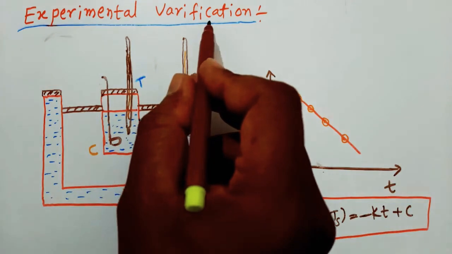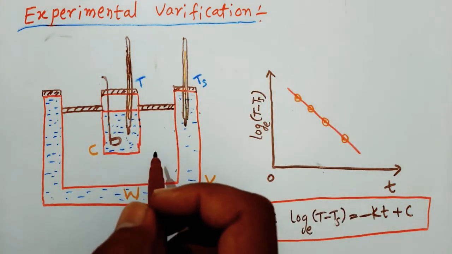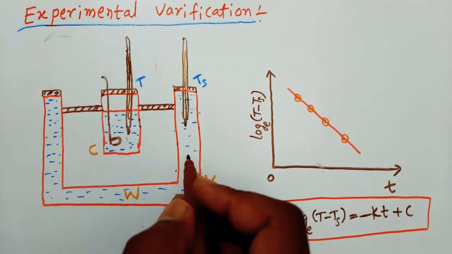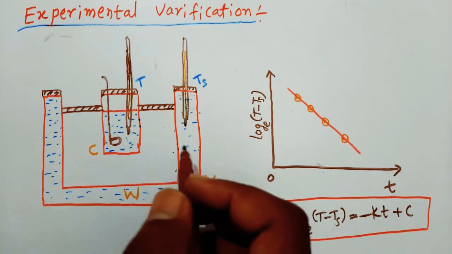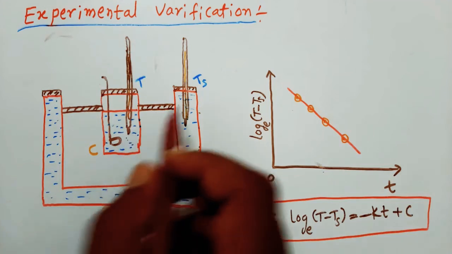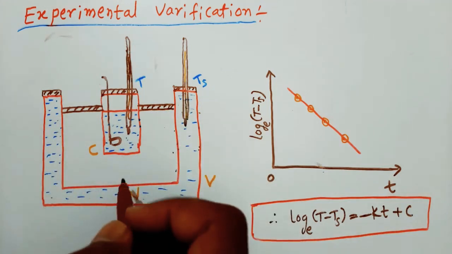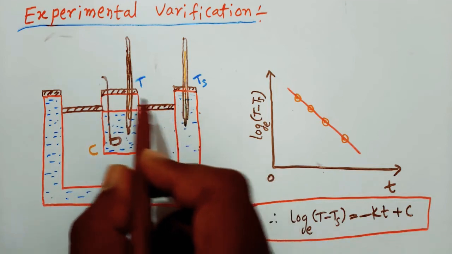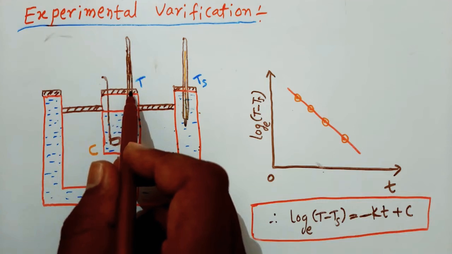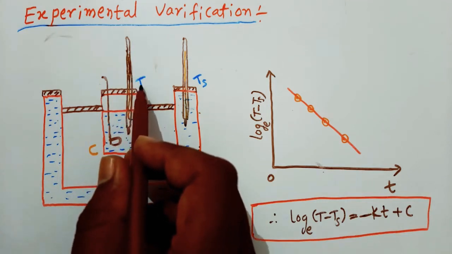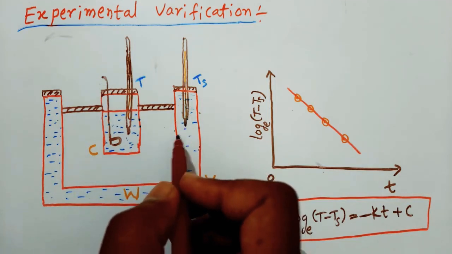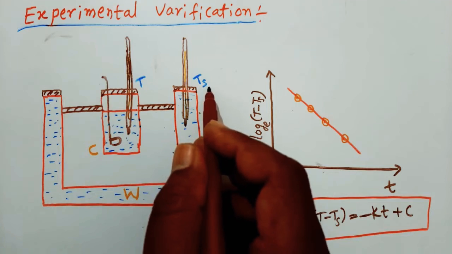Experimental verification. The setup consists of a double-walled vessel containing water in between two walls. A copper calorimeter containing hot water is placed inside the double-walled vessel. Two thermometers through the cork are used to note the temperature of hot water in the calorimeter, that is T, and the temperature of water in between the two walls, that is Ts.